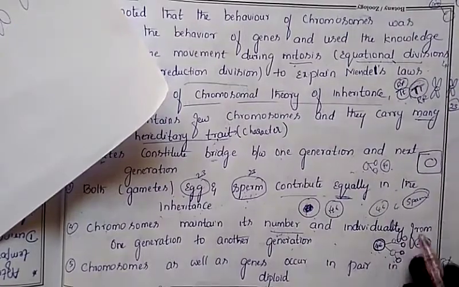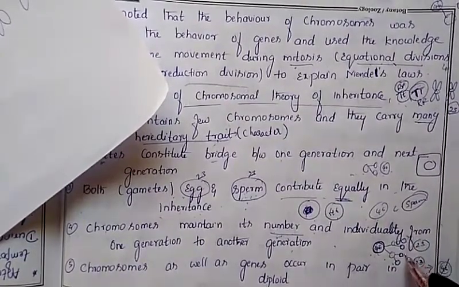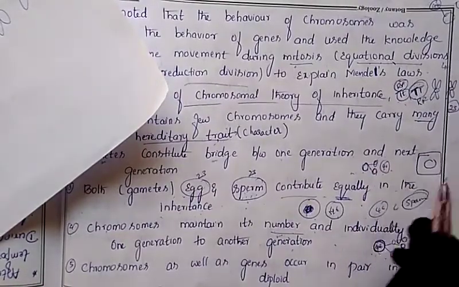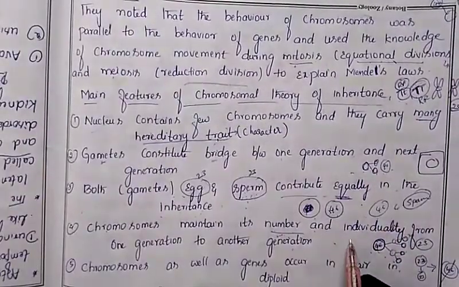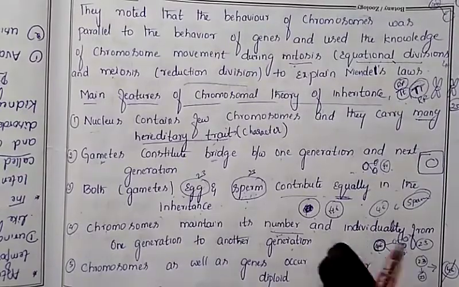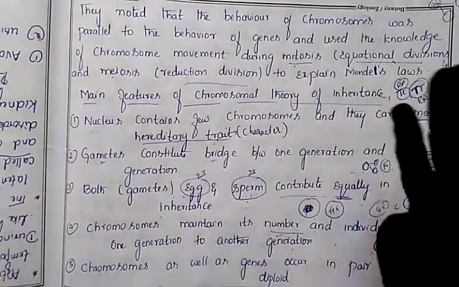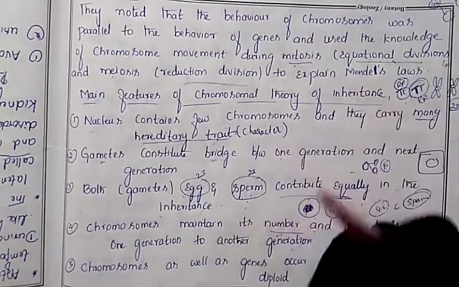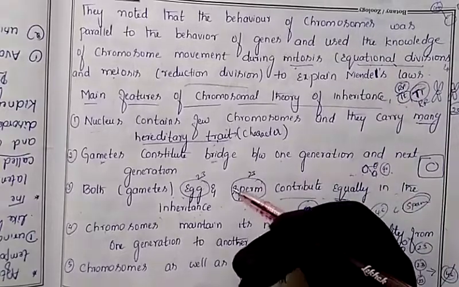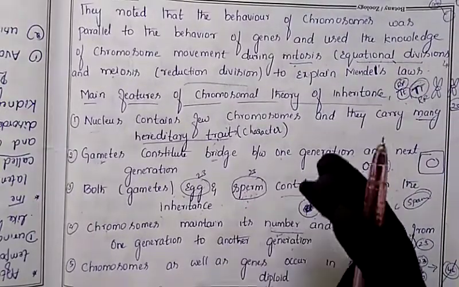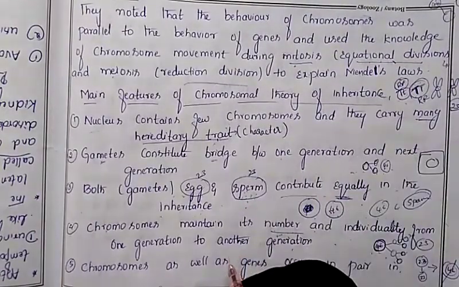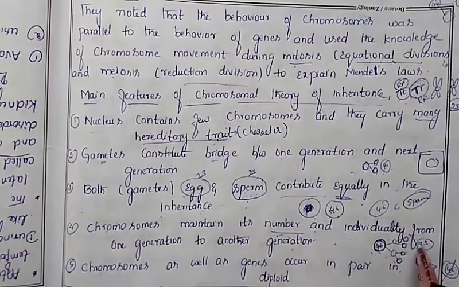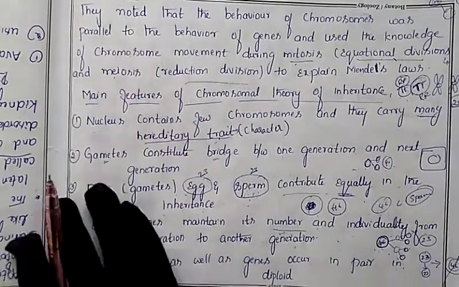If 46 is present, then in the offspring they will get 23, whereas in mitosis both daughter cells will get 46. So that's why individuality is maintained. If it were not there, in every generation the chromosome number might keep increasing or decreasing. At that time uniformity would not be present in the chromosome number. It may vary from one generation to another generation, but it is not like that. It is due to meiosis cell division only. So the chromosome maintains its number and individuality from one generation to another generation.